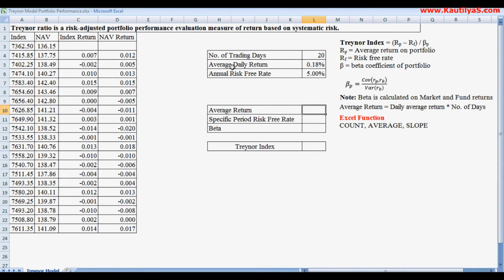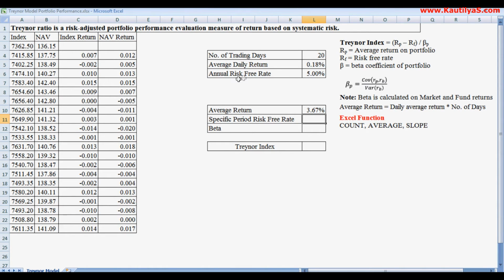Now here we got average daily return, but we need to calculate the average return. That means average return is calculated using this daily average return multiplied by number of trading days. So this equals to our average daily return multiplied by number of trading days. So we got 3.67% is the average return for this particular month.